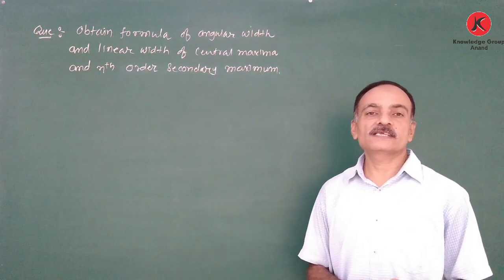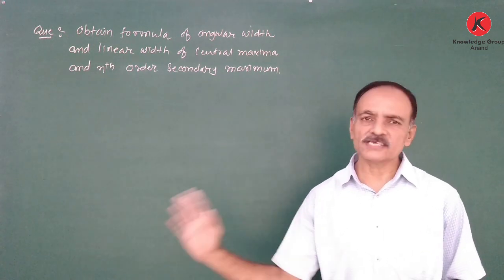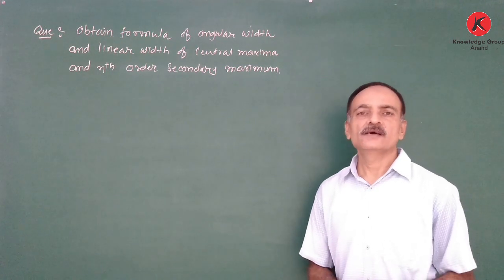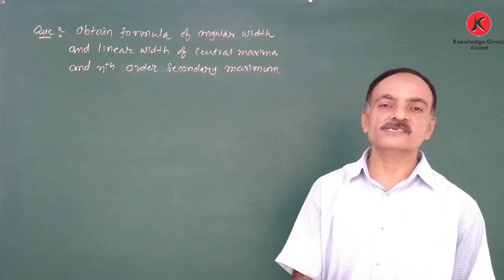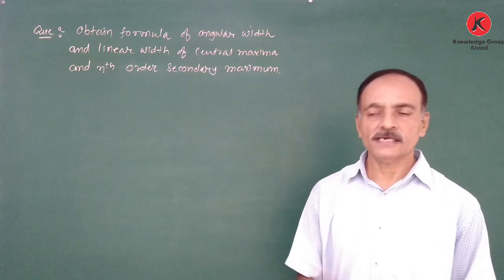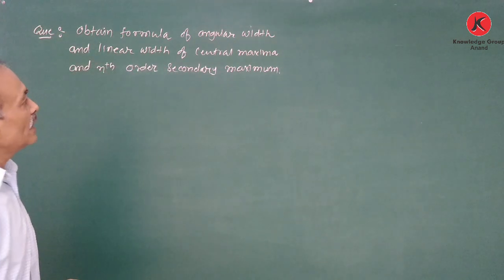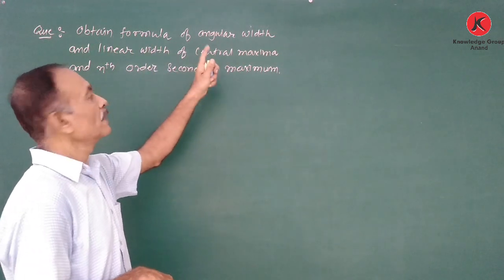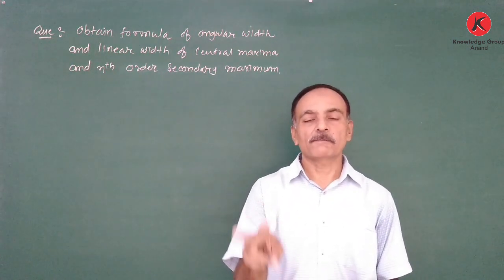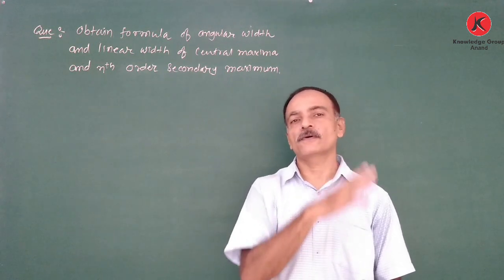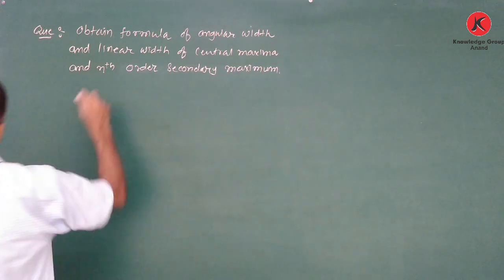Now after that we are going to derive the formula of linear width and angular width. First we derive for the central maxima and then we derive the equation of angular width and linear width for nth order secondary maxima. Clear? Okay. Now for that purpose, the linear width of a central maxima is the distance between the first minima on either side of the central maxima.